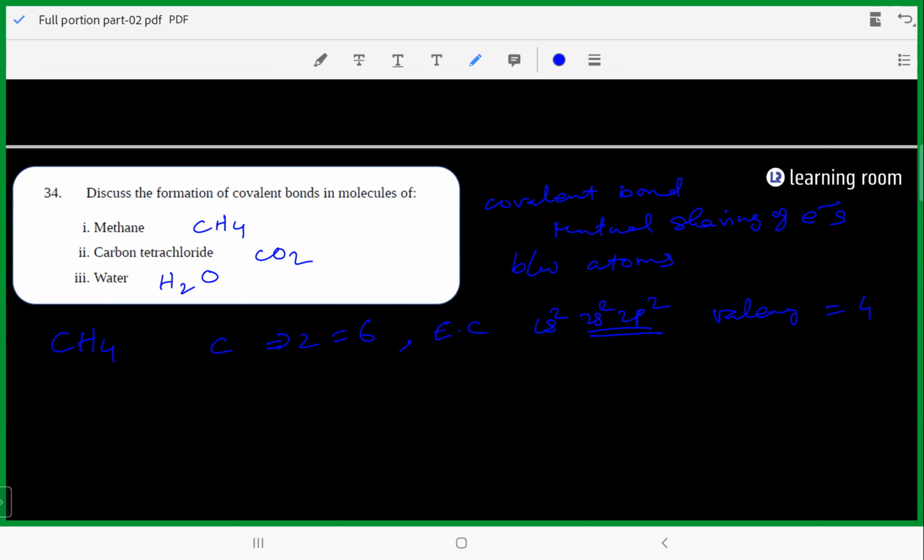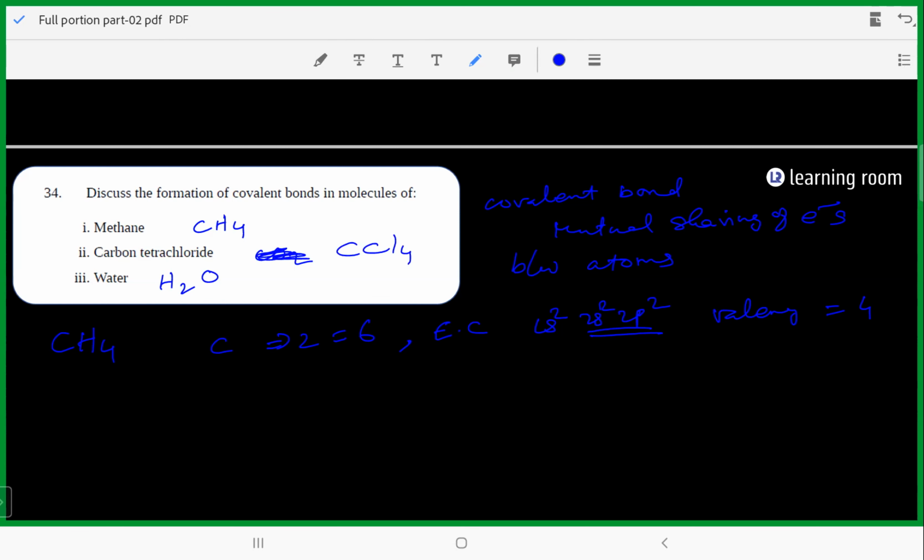Linked to the carbon atom by 4 covalent bonds. So the formation of another one is carbon tetrachloride, CCl4. I thought it's carbon dioxide. Okay. So it will form with the 4 hydrogen atoms by 4 covalent bonds.